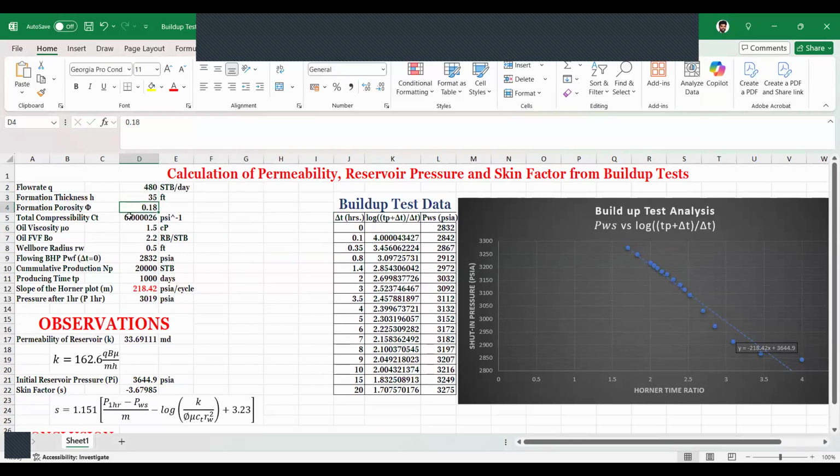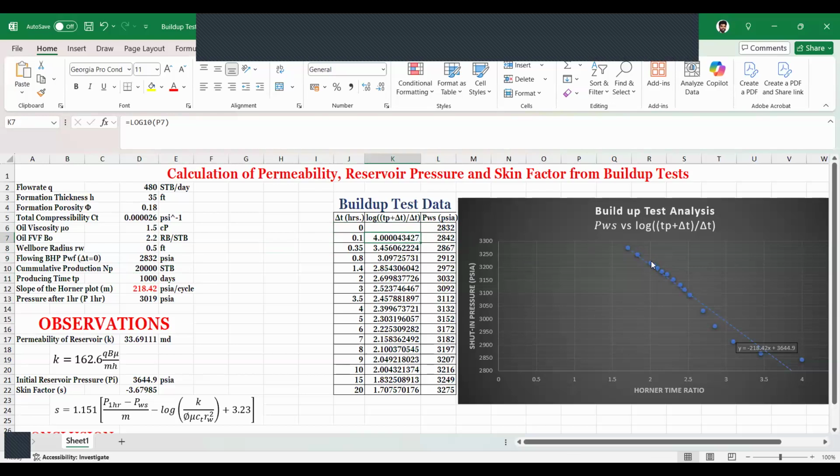Porosity 0.18, total compressibility 0.000026, which is 2.6 times 10 power minus 5. Viscosity of oil 1.5, oil FVF 2.2, wellbore radius is 0.5, flowing bottom pressure at delta T equal to 0 is 2832, which is given here also, you can see this. Then Np before shut-in has started, like when the well is shut in, 20,000 STB, tp 1000 days. So we have calculated the Horner time ratio, which is log of tp plus delta t by delta t.